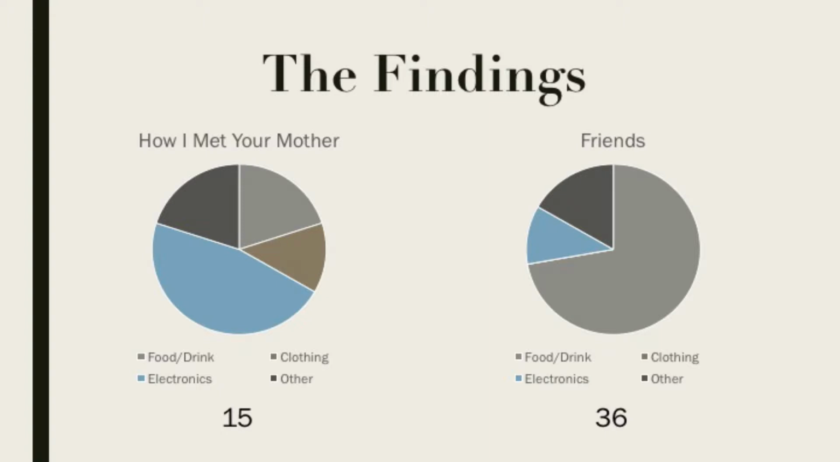In all 4 episodes, How I Met Your Mother had 15 products and Friends had 36. Just to preface, there could have been some that I potentially missed, but this is research I got after watching and recording the multiple products multiple times to make sure that I could see everything that I possibly could. As you can see, just from the number of products, Friends has a lot more than How I Met Your Mother. The highest percentage of product mentions or visibility for How I Met Your Mother was electronics.